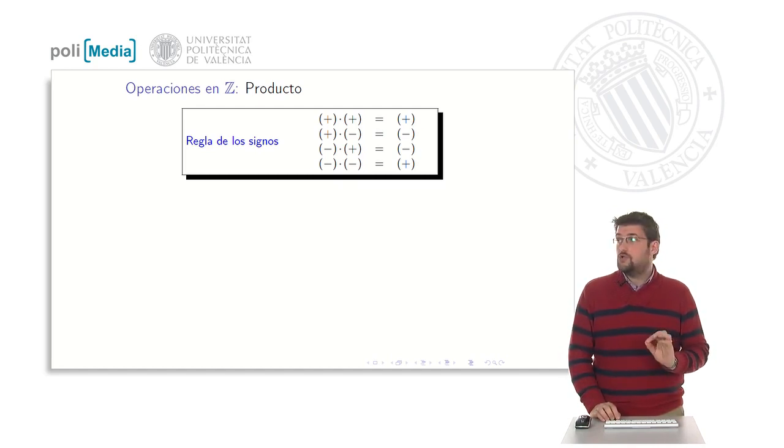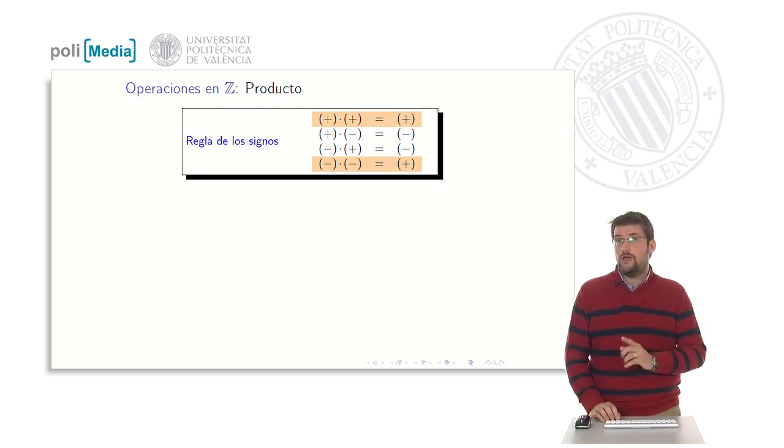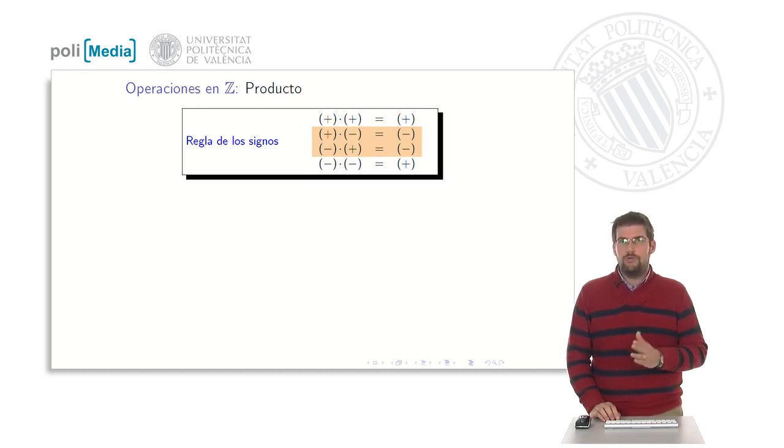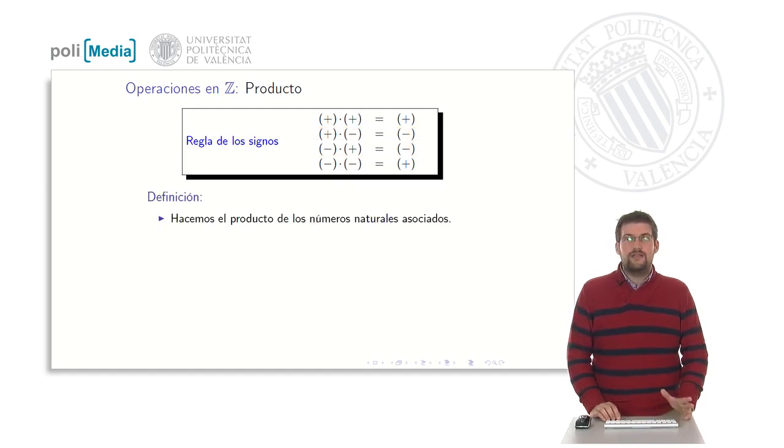If the two signs are the same, both positive or both negative, the result is positive. If there's a sign change, one is positive and the other is negative, or vice versa, then the result is negative. So, how is multiplication done? Now that we know the rule of signs, first of all, as before, we multiply the associated natural numbers, and then we apply the rule of signs to the two signs.